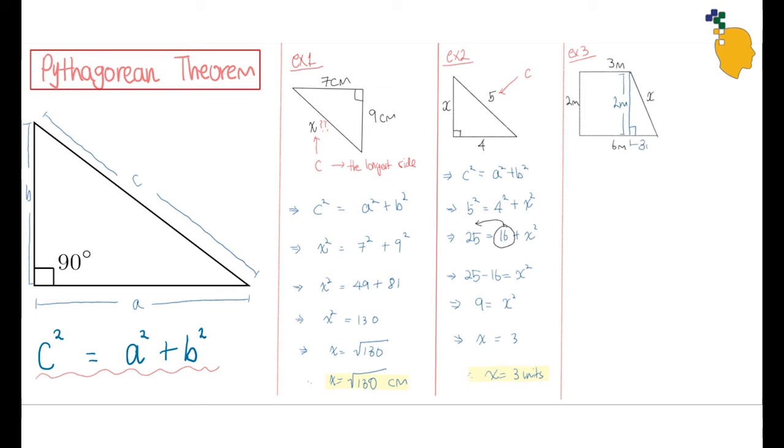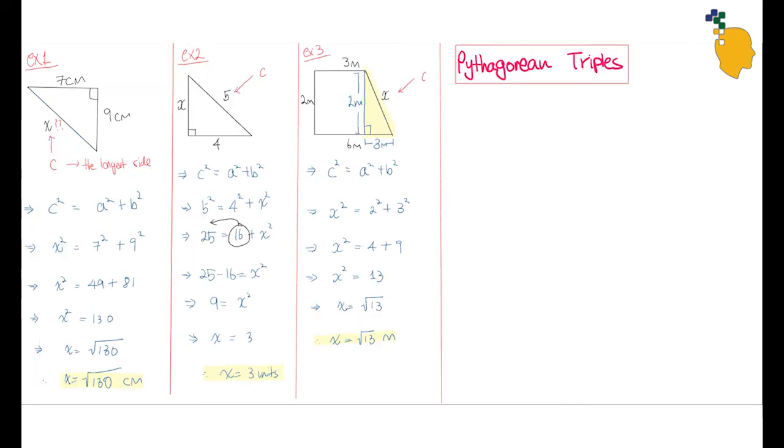So let's use our Pythagorean theorem right now. C squared is A squared plus B squared. For this example, C is the x that we want to find. So x squared equals 2 squared plus 3 squared. 2 squared is 4. 3 squared is 9. So if you add them, it'll become 13. And get rid of the square again by putting a square root on the other side. So it'll become x equals root 13 meters.